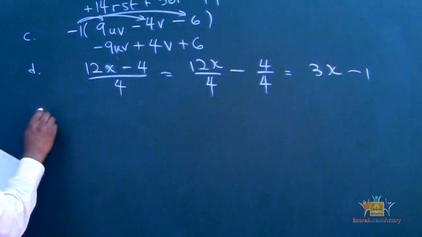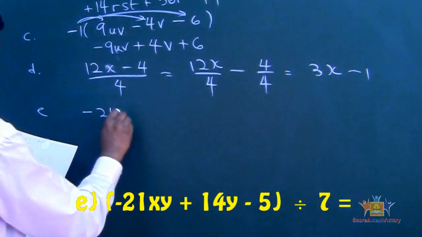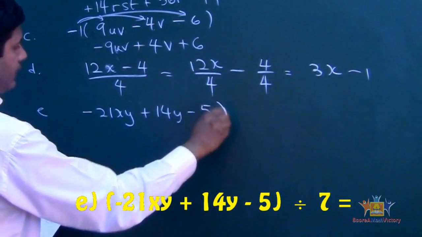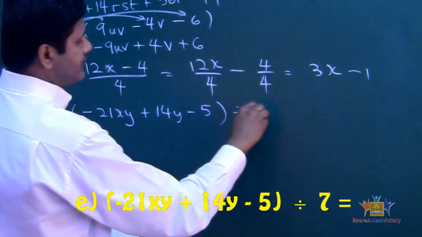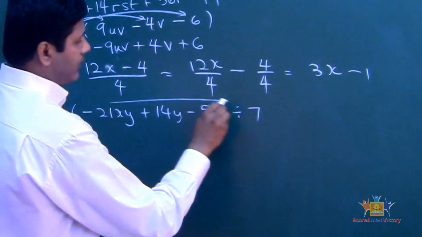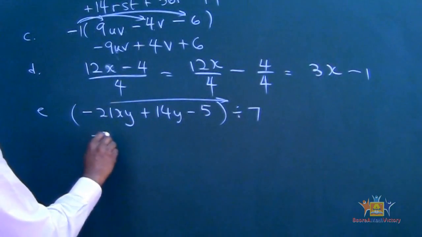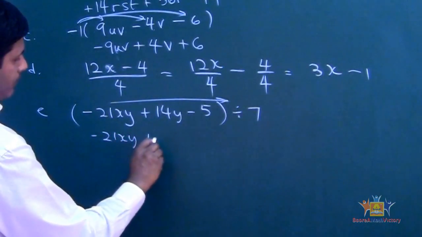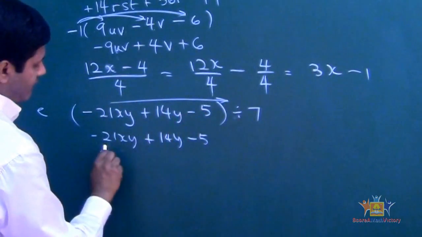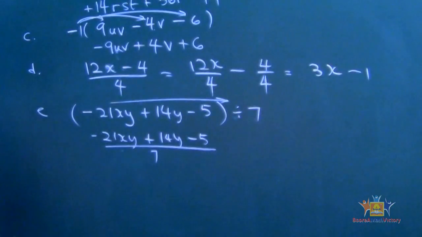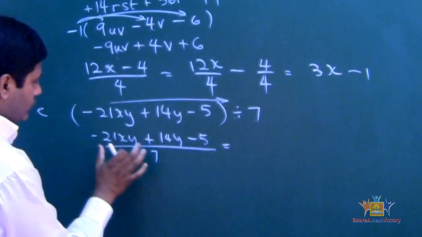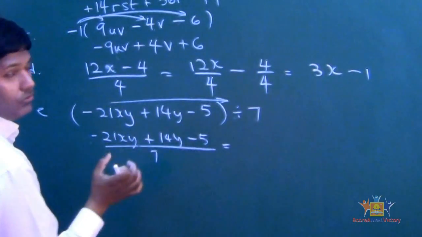Let's do E. Now E, you're given negative 21xy plus 14y minus 5, and we're dividing that by 7. And what method do we use? Exactly, the right arrow method. We can read exactly what it says: negative 21xy plus 14y minus 5, this whole thing is divided by 7. Now we're going to break them up by their terms. Very important, by their terms. So we can start with this one. This is one term, second term, third one.